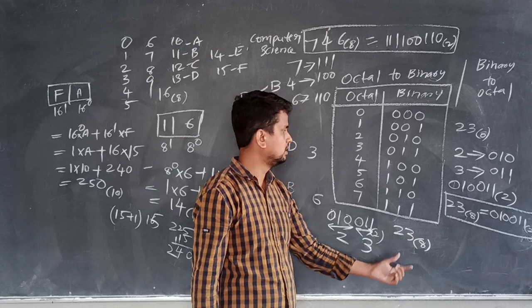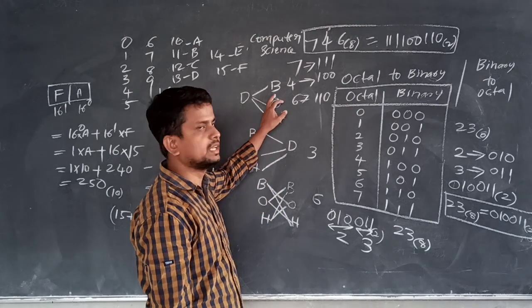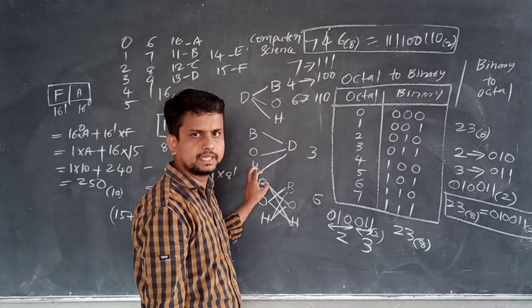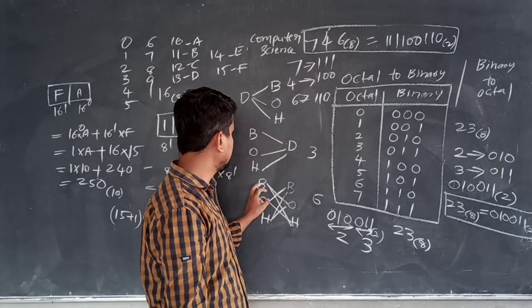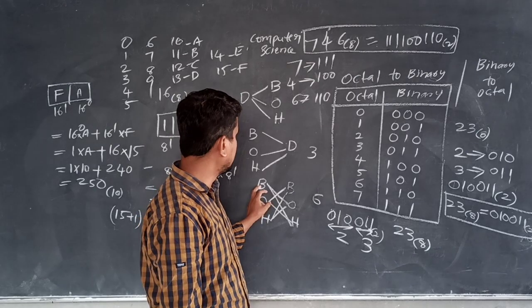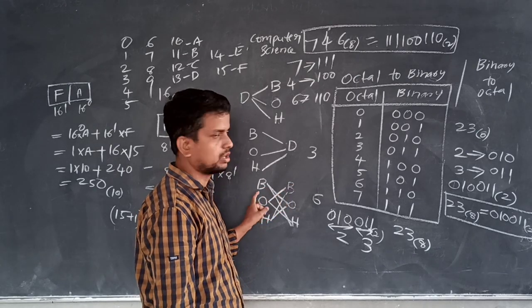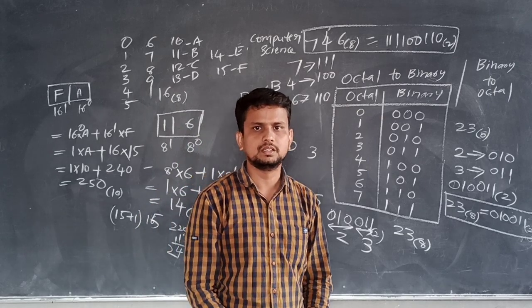So far we discussed the conversions: decimal to binary, decimal to octal, decimal to hexadecimal, binary to decimal, octal to decimal, and hexadecimal to decimal. Now we discussed binary to octal and octal to binary. Okay? All of you understood, right? Thank you everyone.